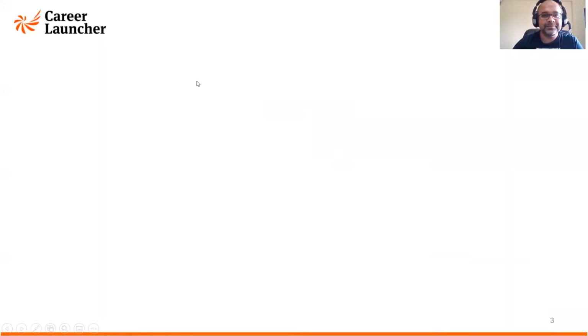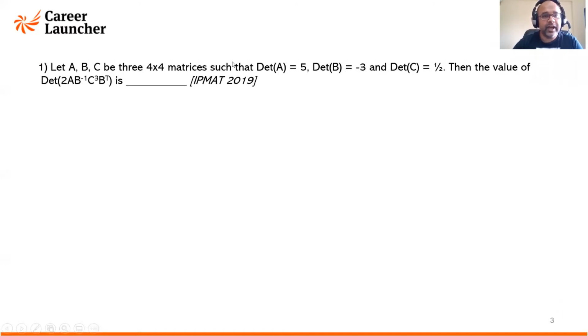Let me move forward. The first question we're going to have today is from the IPMAT 2019 paper. The question says, let A, B, C be 4x4 matrices in such a way that determinant of A is given as 5. Similarly, determinant of B and determinant of C are given. The values are given. They are asking you the value of this product of matrices as an answer.